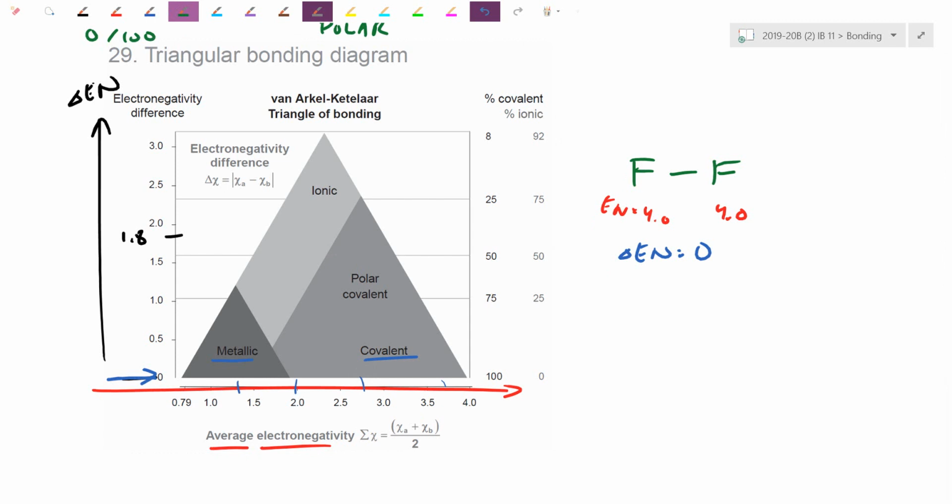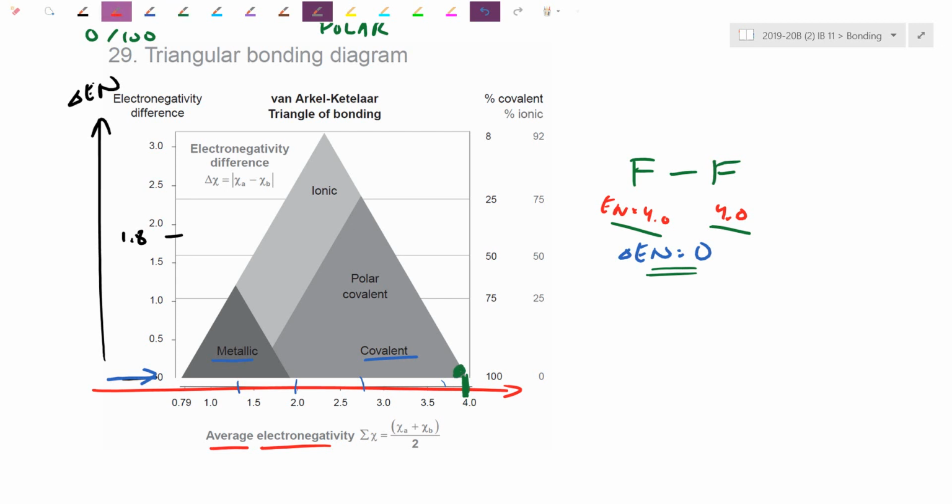So looking once more at your exact numbers themselves, my average, 4 plus 4 divided by 2, is an average of 4. If I'm relatively high, that means the absolute electronegativities are actually higher as well, and I also have a difference of 0. That puts me directly in the covalent region.